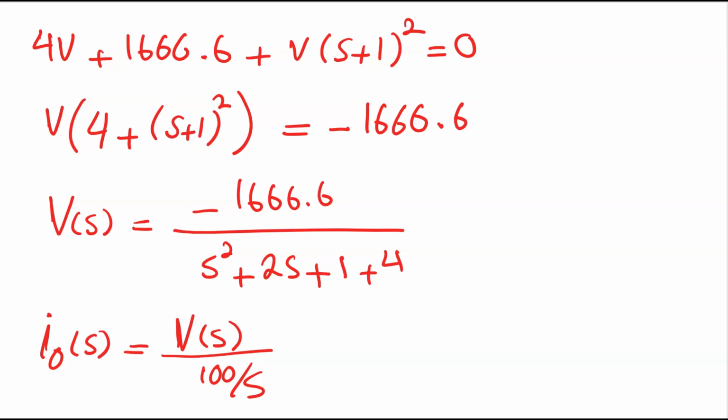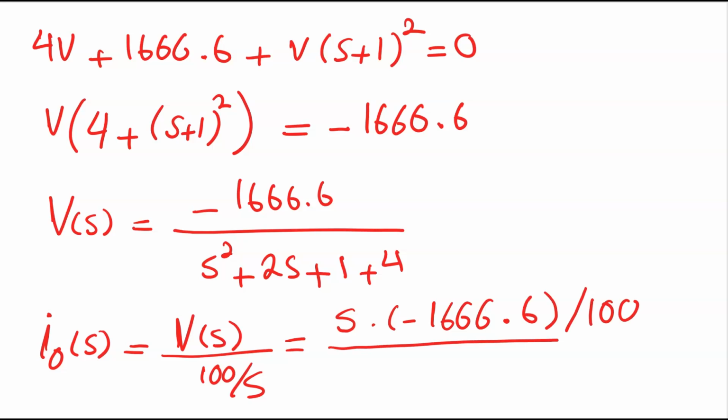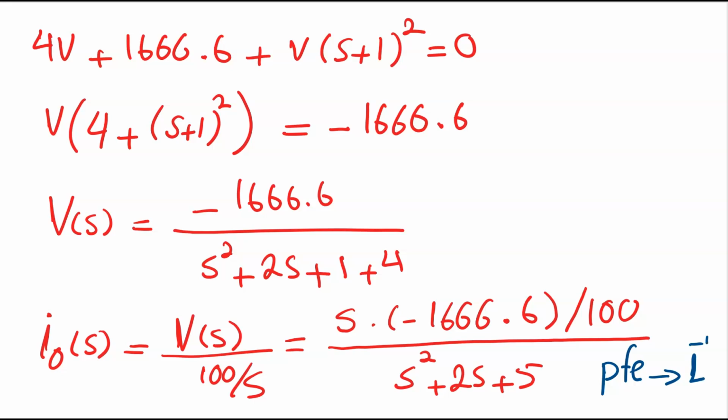Okay, so let's continue our solution here. According to this equation, our IO of S is equal to S multiplied by minus 1666.6 divided by 100 and over S squared plus 2S plus 5. This is what I'm supposed to solve, and in order to solve this, the first step is PFE, and then the next step is Laplace inverse.